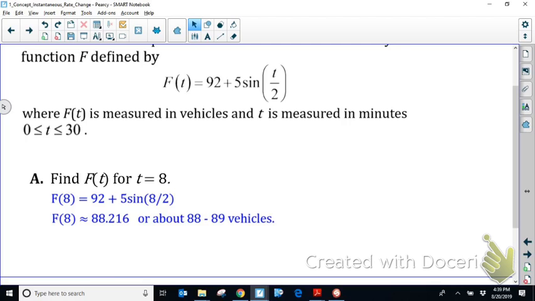So we could round up or round down depending. A lot of people say, well, you can't round down, you just have to round up, and you can't have 2/10 of a car, but I would probably be okay with either rounding up to 89 or just saying 88 vehicles, because it's pretty close to 88. That's how we're going to look at that first one.